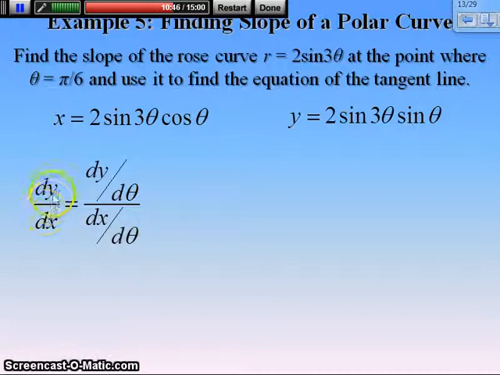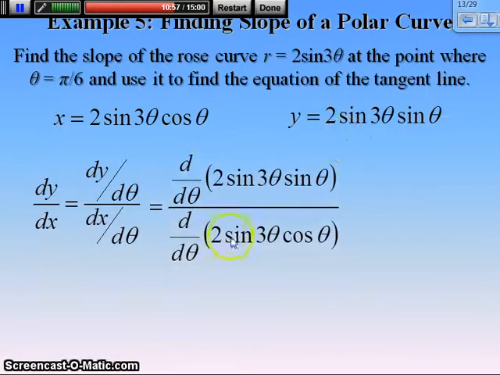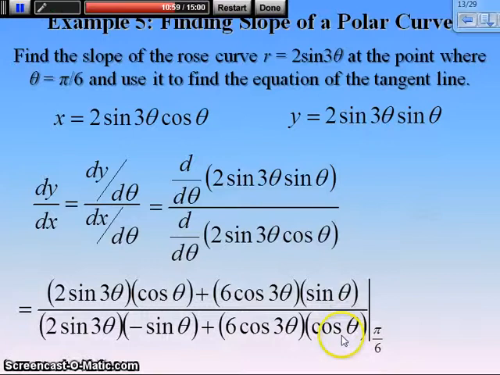Now to find the slope parametrically or polar, however you want to think about it, I just do the derivative of y on top and I do the derivative of x on the bottom. So the derivative of y, what's that going to be? What's the derivative of x? Well, to do these derivatives I have to apply the product rule.